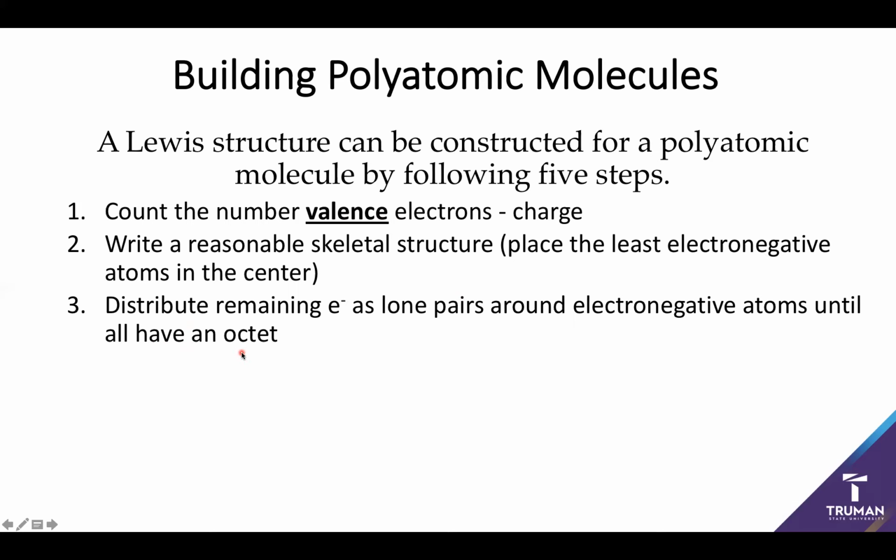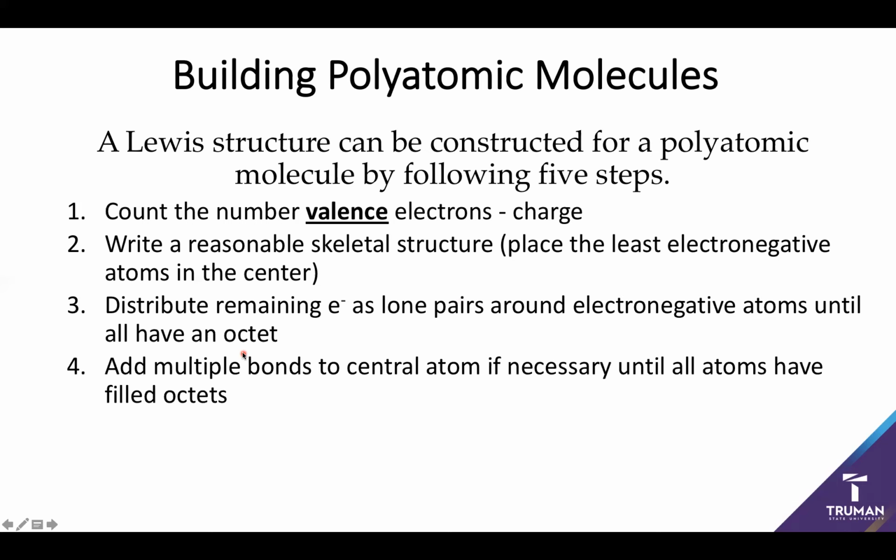However, at this point, if you run out of electrons and not everybody has an octet, then you're going to need to start making double bonds. You can do this by essentially taking electrons from one atom and then moving them to the bond to help support another atom that hasn't completed its octet.